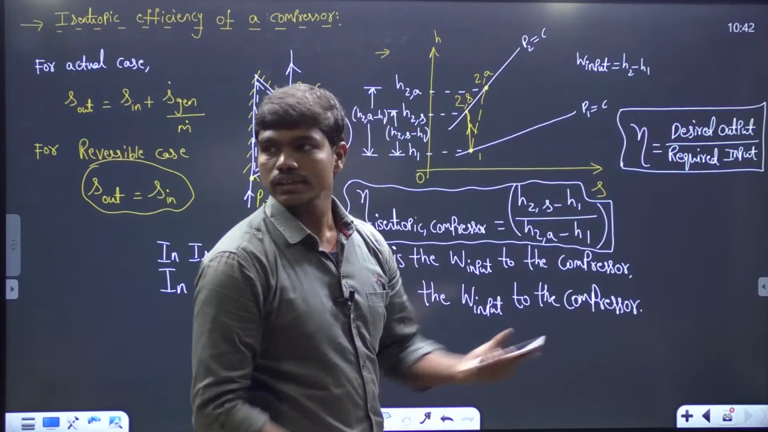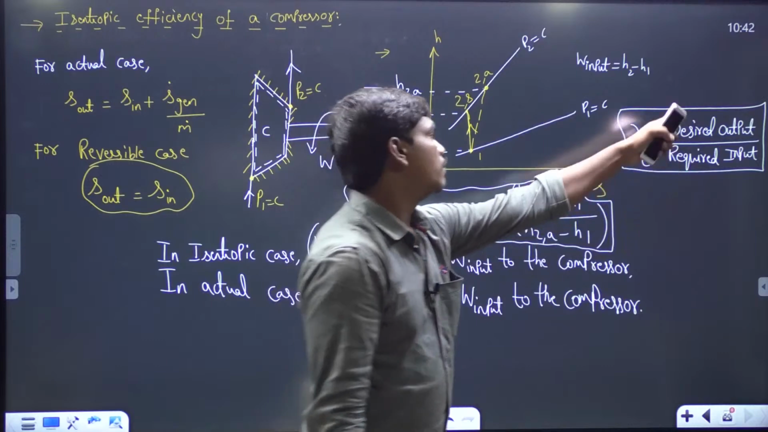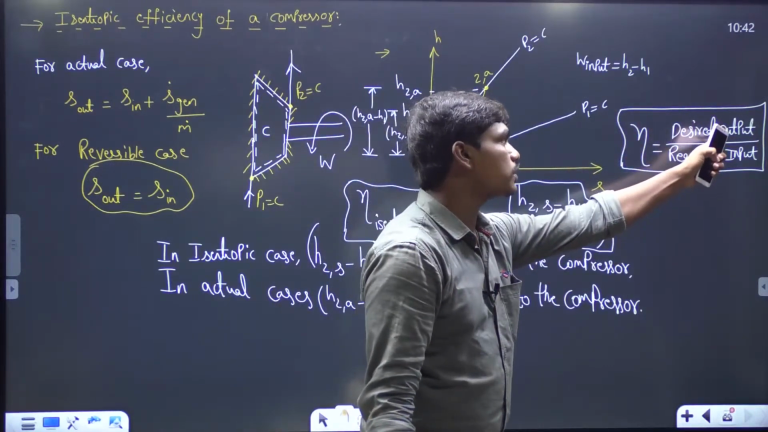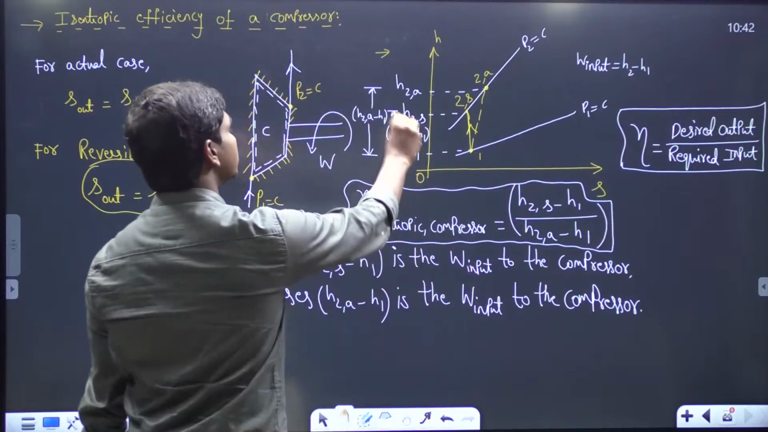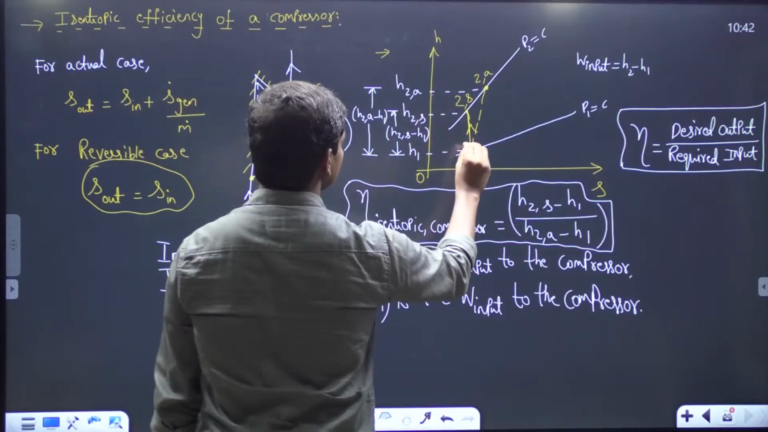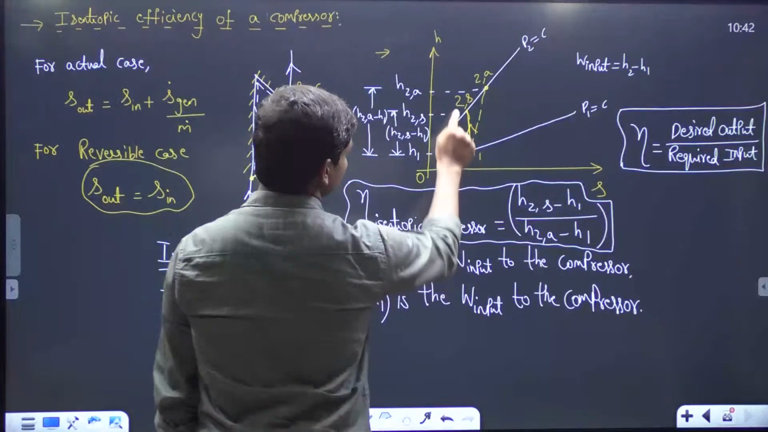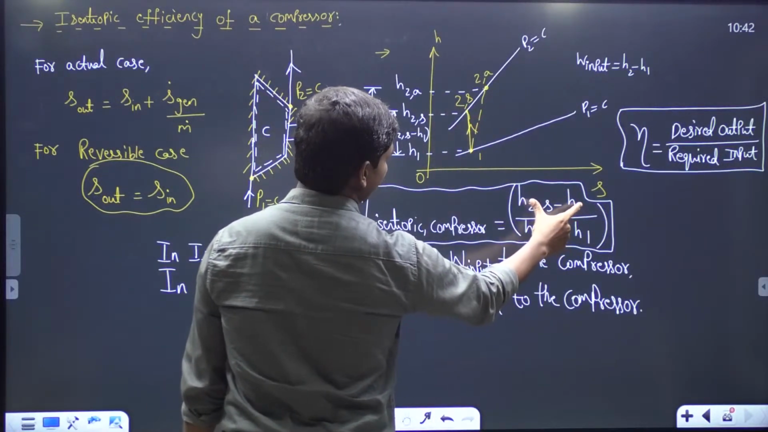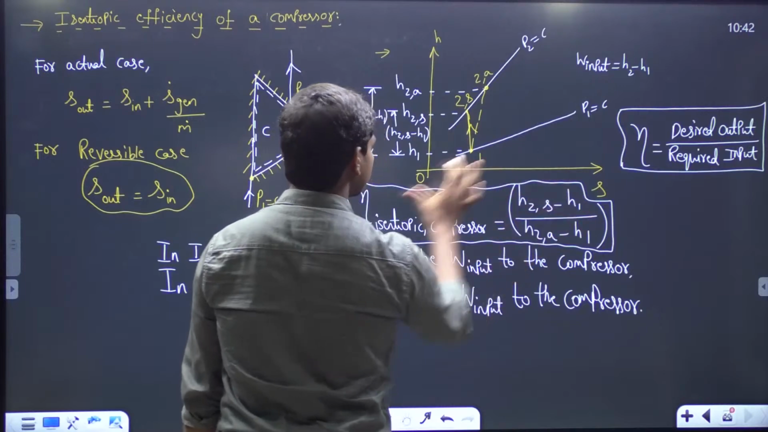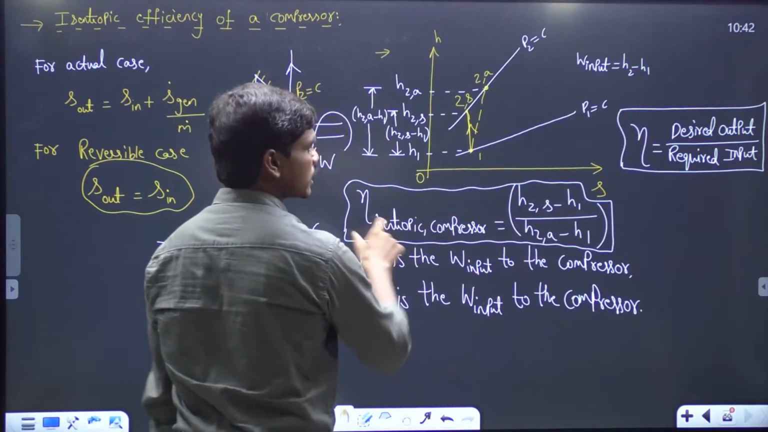So see here, correct? This is the common definition I gave you for efficiency, which is the desired output and the required input to get this desired output. Now the desired output here is to raise the energy of the fluid from this level H1 to H2S. So the difference between these two is the desired output. It means we want this much energy to be added to the fluid working inside the compressor.